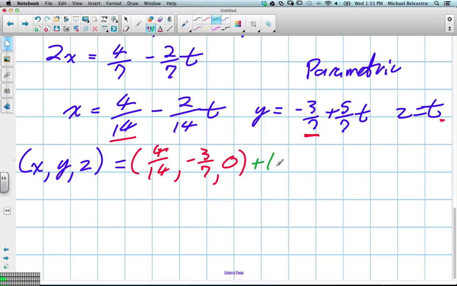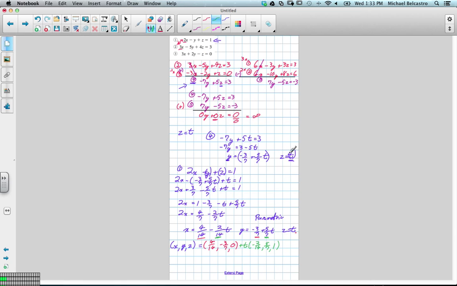and our parameter of t, we underline our t values. For x, it's negative 2 for a direction vector. y is 5 over 7. And z is the value of 1. So that's in vector form, our equation of our line.